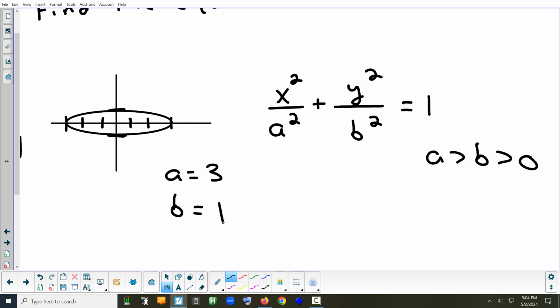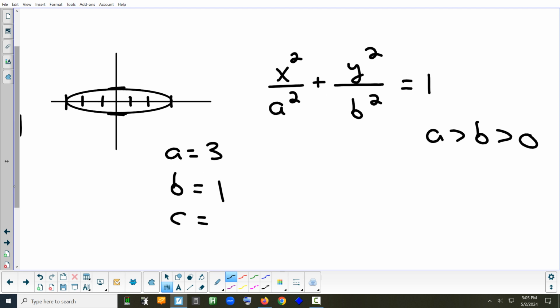And we don't need c, but you should know how to find it, because I may give you a picture and say, tell me what the focus is. The focus is not marked in that picture, but you can find it. The foci would be somewhere inside the ellipse. That's right.